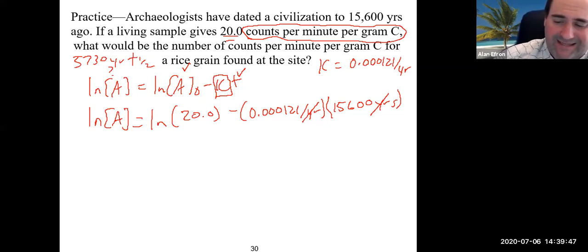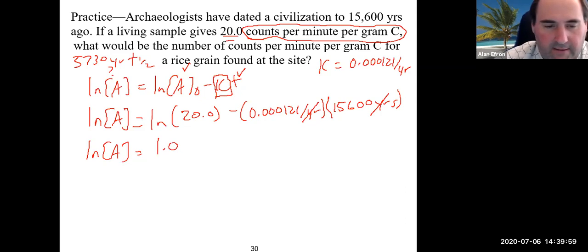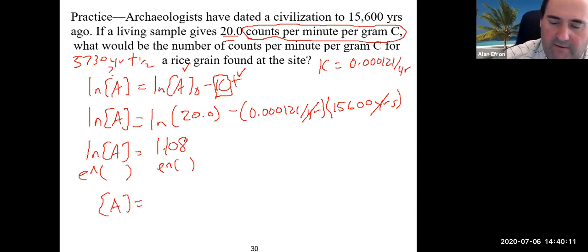If we clean up the right-hand side, we get 0.000121 times 15,600. We take the natural log of 20 and subtract that. And it looks like we end up with the natural log of A equals 1.108 in this case. To get rid of the natural log, we take e to both sides, and that will give us our final answer here, which would be about 3.03. And if you're interested in what the units would be, it would be the exact same units as the first one, so this would be counts per minute per gram of carbon.